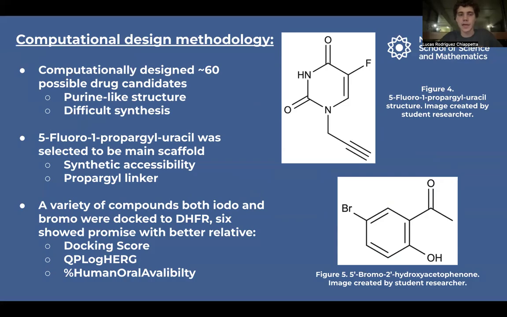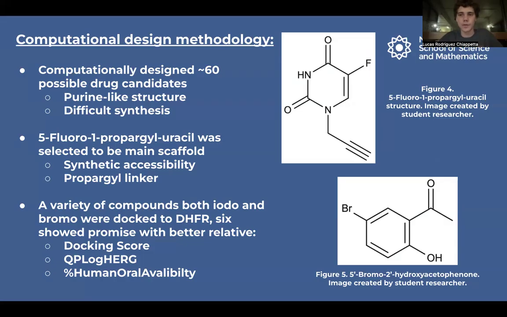For computational design, I started with about 60 possible drug candidates using a purine-like structure. These candidates did well, but their synthesis was too difficult for us to pursue. Due to this, we had to pivot toward a readily accessible scaffold. 5-fluoro-1-propargyl uracil was selected to be that scaffold due to its synthetic accessibility and a built-in propargyl linker. The propargyl linker is essential to the project as it is what helps with the cellular resistance issues.